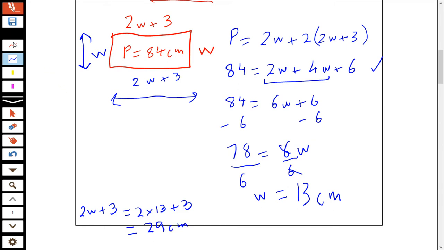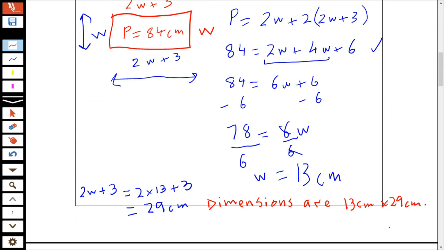centimeters. Okay, so my dimensions are 13 centimeters by 29 centimeters. Okay, 13 centimeters by 29 centimeters. That's done. Okay, now copy all that down, and then we're going to look at the next question.